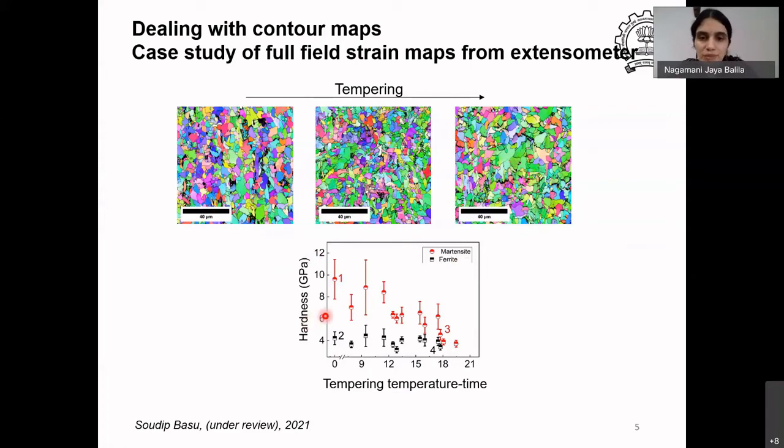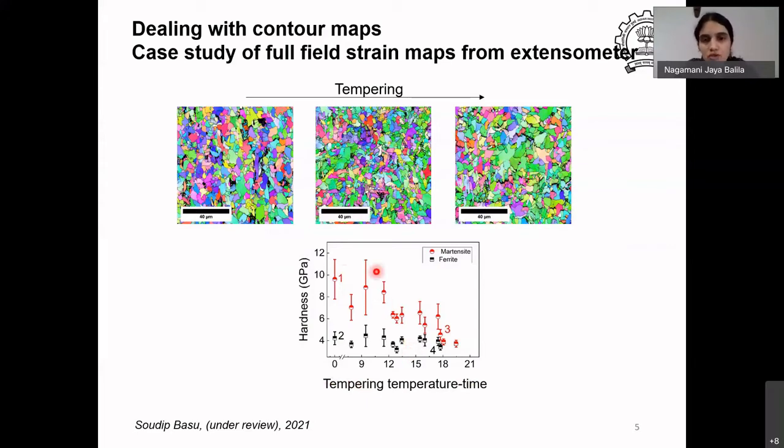So what this tells you is that as a function of the heating temperature and time, you see a drop in the hardness of the second phase, that is the red colored phase here, whereas the first phase remains more or less what it was. So that is some kind of treatment which changes one particular phase without changing the second phase by much.